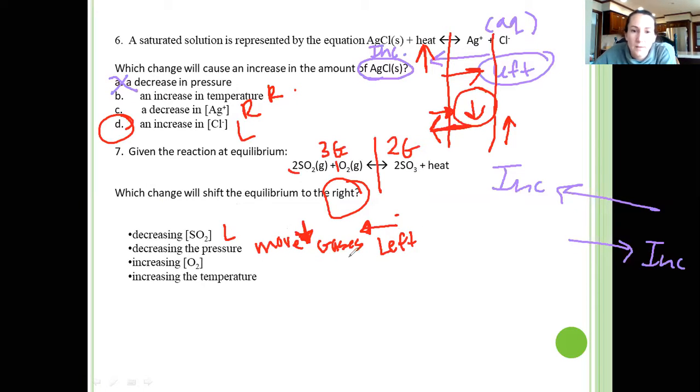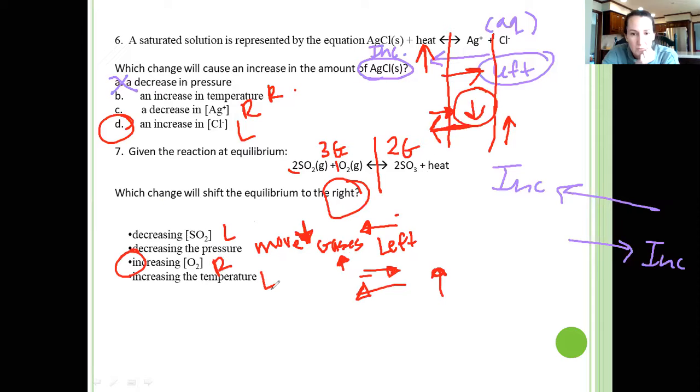Okay. If I increase O2 on the left, I have too much O2, so I shift away from what was increased. The right. Okay, so that's obviously going to be your answer. If I increase the temperature, so it's like I'm increasing heat, since heat is on the right, it needs to shift away from the added heat. This would be a left shift.